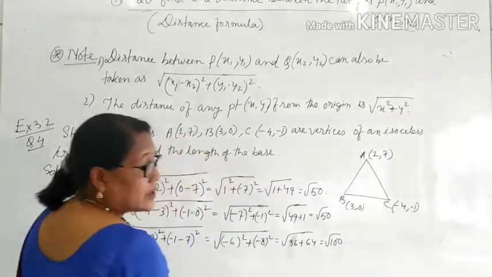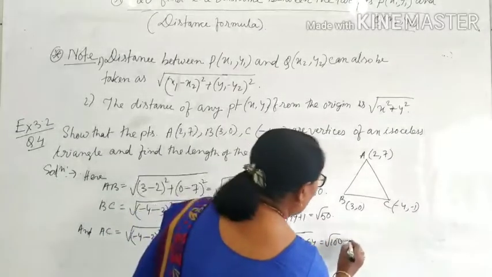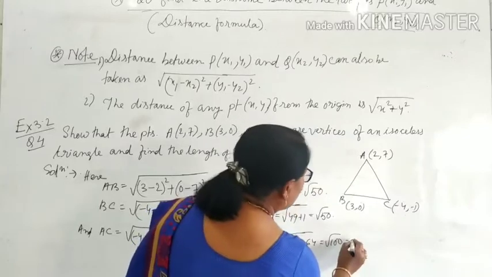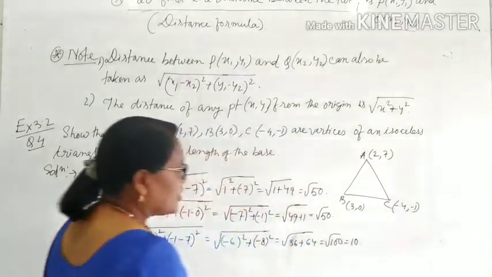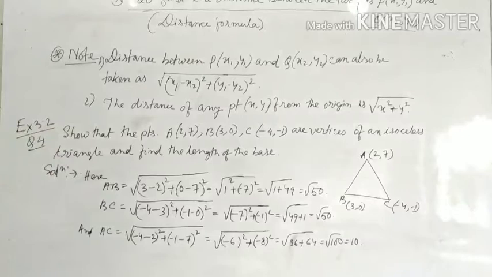100 is a perfect square number, so we can take the square root. After taking the square root, the value is 10. How can we get the conclusion?